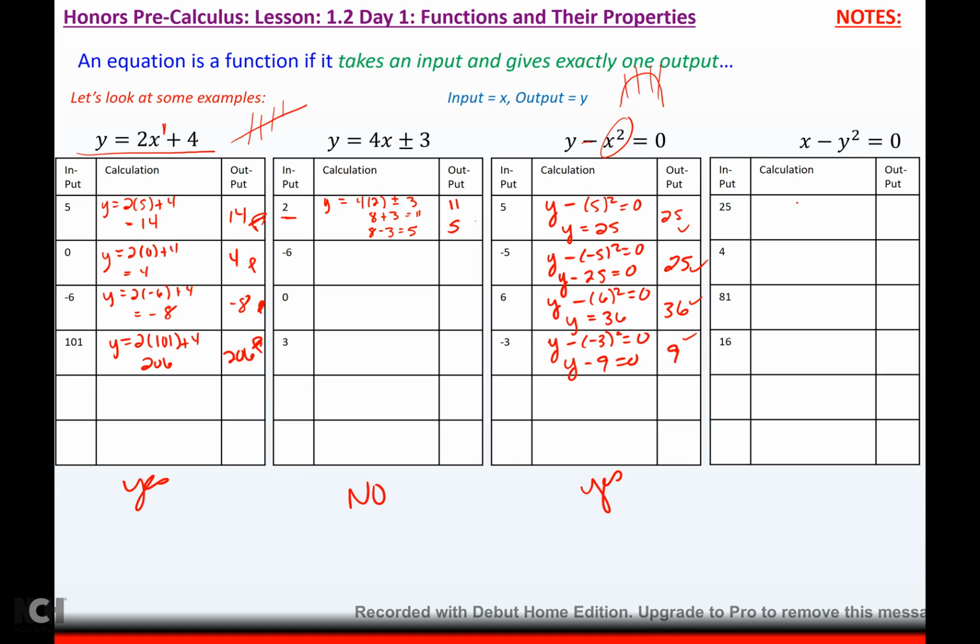Now when I have this one, if I plug in 25, I get 25 minus y squared equals 0. I'm going to add y squared to get rid of the negative, so I get 25 equals y squared. The square root of 25 is plus or minus 5. Again, I get two outputs for one input, so no, that's not a function. Okay?